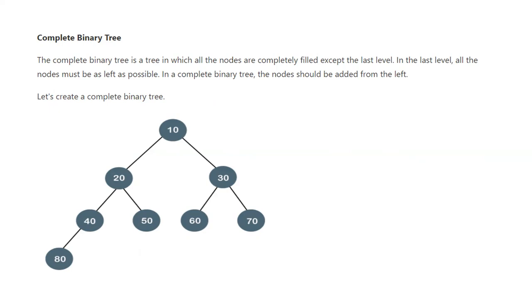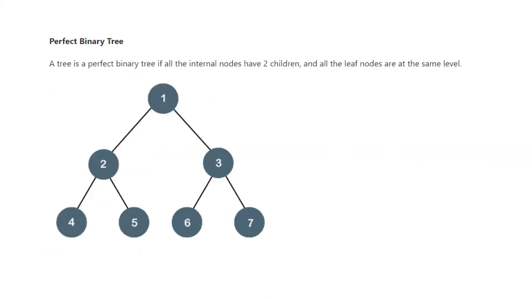Now let us see the example of complete binary tree. So for 10, 20 and 30, left child and right child are being filled. Likewise, for 20, the left child and right child are being filled. For 30, the left child and right child are being filled. And same for 40, the left child is being filled. So in the last level, all the nodes are not being filled. And the nodes which are being filled are also as left as possible. So this is the complete binary tree.